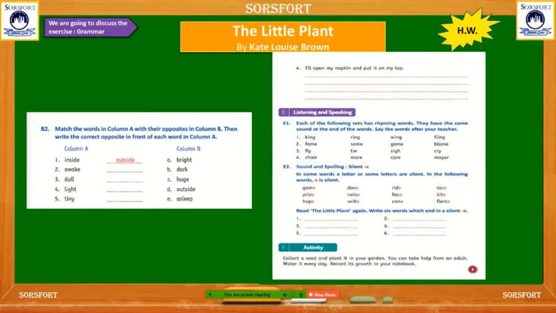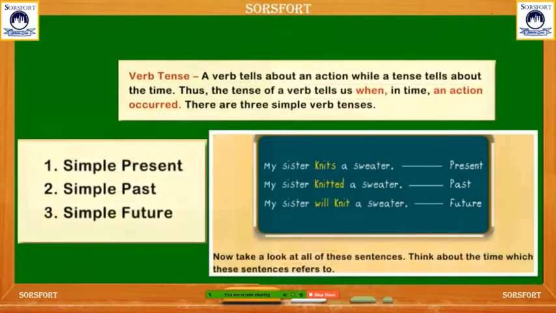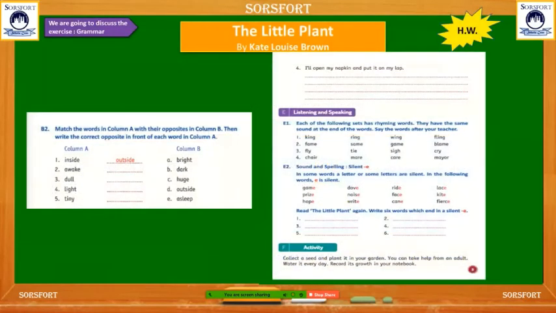Now, E. Listening and speaking. Each of the following sets has rhyming words. They have the same sound at the end of the words. Say the words after your teacher. Like king, you have to say king.